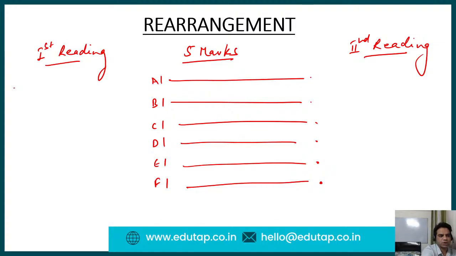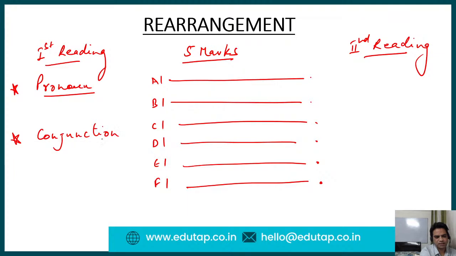So, during the first reading, what needs to be done? There is something that we call a 2-step trick. One is the pronoun trick, and the other is the conjunction trick. Now, guys, what should our aim be while solving the rearrangement? During the first reading, we should only focus on pronouns and conjunctions. The first step to start solving your rearrangement is to find the first sentence.